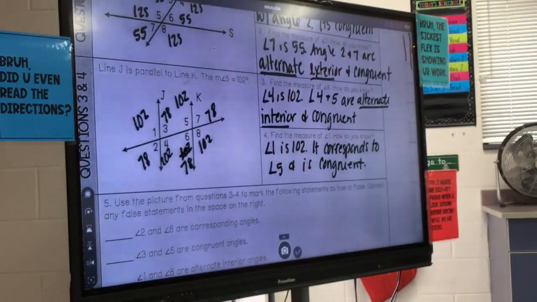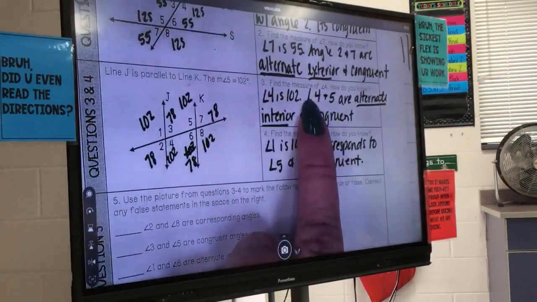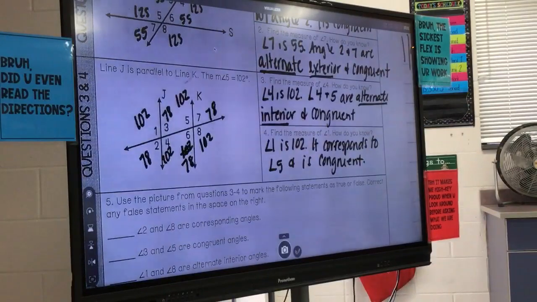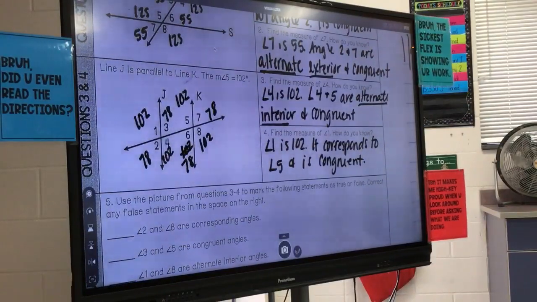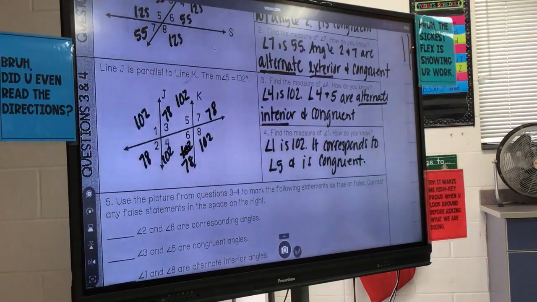For 3 and 4, it says line J is parallel to line K, and then it says the measure of angle 5 is 102 degrees. Your question is find the measure of angle 4. We know that angle 4 is 102 degrees because angle 4 and 5 are alternate interior angles, which means they are congruent. And then number 4, it says find the measure of angle 1. How do you know? Angle 1 is 102 degrees. It corresponds to angle 5 and is congruent.